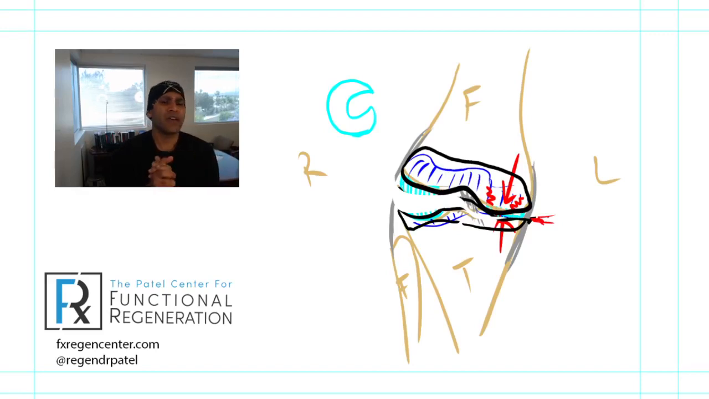Or they were told to get a cortisone injection. Cortisone injections calm down the pain or inflammation, but only really last for a short period of time. And then repetitive cortisone injections actually make arthritis worse, right?